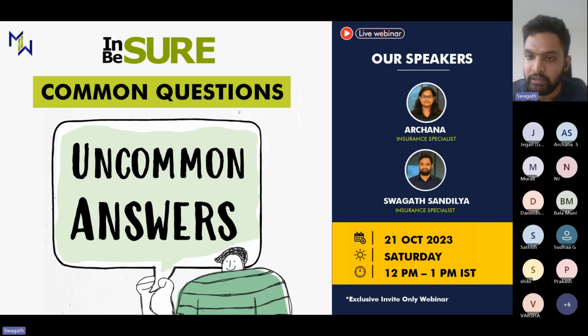Just to clarify one more thing, if a person has already been diagnosed with cancer, then the options are very, very limited. It's close to impossible. But if a person faces cancer after taking the policy, then yes, with the existing insurance he can get it covered.